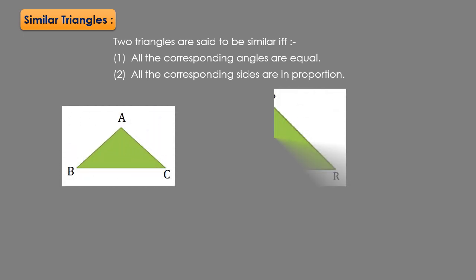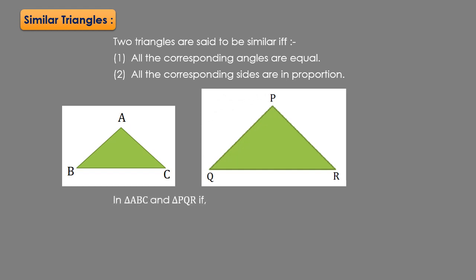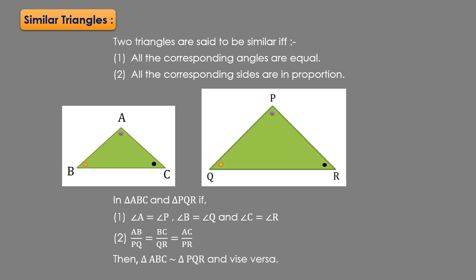Now let us consider triangle ABC and triangle PQR. If in triangle ABC and triangle PQR, angle A is equal to angle P, angle B is equal to angle Q, and angle C is equal to angle R. This is the first part. And the second thing which we require here is, if we take the ratios of the corresponding sides, that is AB upon PQ, BC upon QR, and AC upon PR, and if all these ratios are equal, we can say that corresponding sides of both these triangles are in proportion. Then triangle ABC is similar to triangle PQR, and it is true vice versa also. We will see it in the next slide.